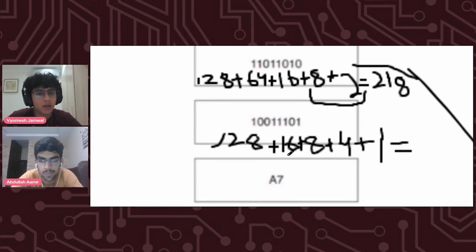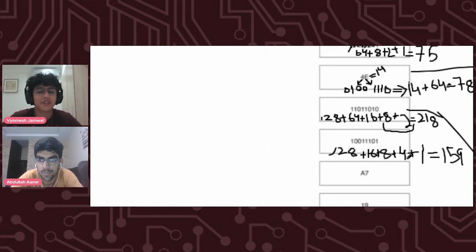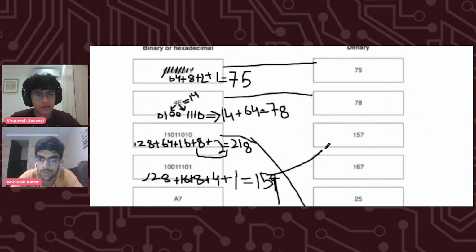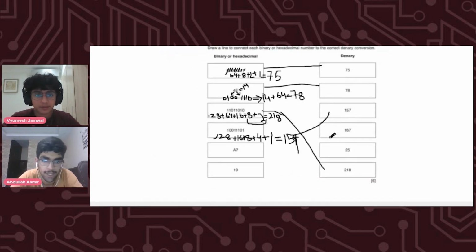So it's 128 plus 29. So that will give us 159. Wait, yeah, 157, sorry, 157, I think. And we'll see our answers. There you go, we've got 157. So done. Now we have two answers remaining.